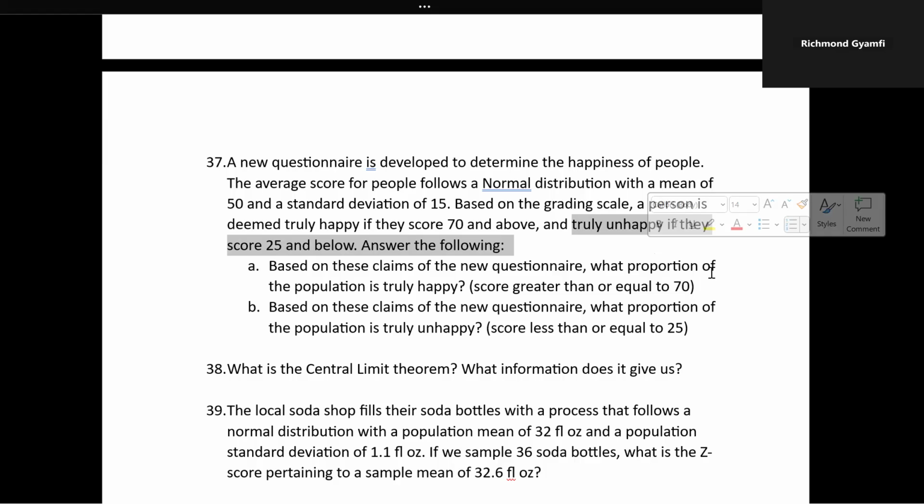But first of all, you've got to change 25 to a z-score. So 25 minus the mean, which is 50, divided by 15. 25 minus 50 on top will give you negative 25 divided by 15. So here you are getting a negative, and that should give us negative 1.67. Remember, you've got to round. Negative 1.67. And then you go to your table.